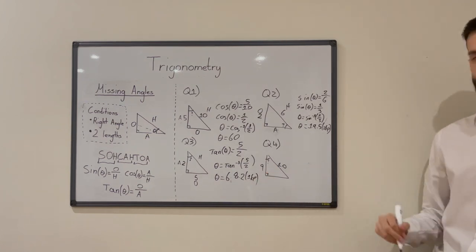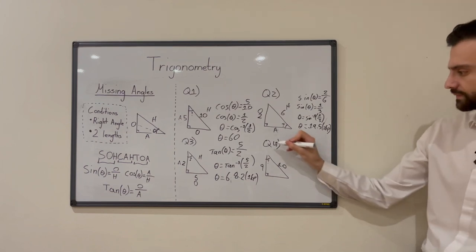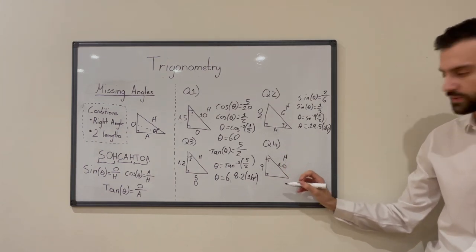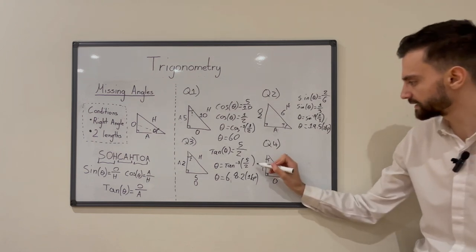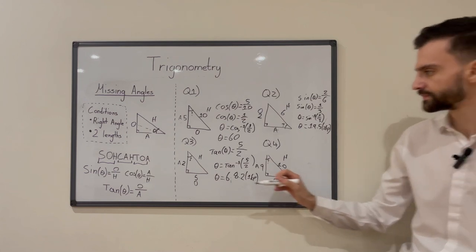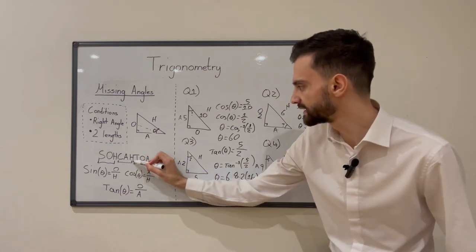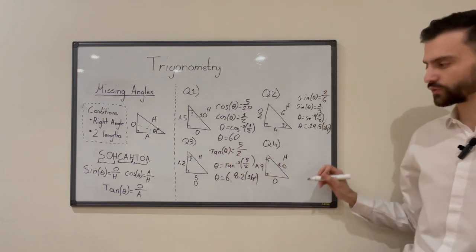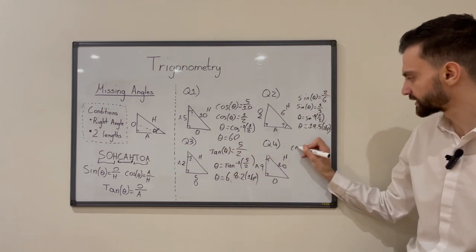And finally, question 4, the exact same thing. H for our longest length. O as far away from our angle. A is what's left over. We have H and A together. Find where that is. H and A is here. Next to it is our cos. So we're using our cos formula.